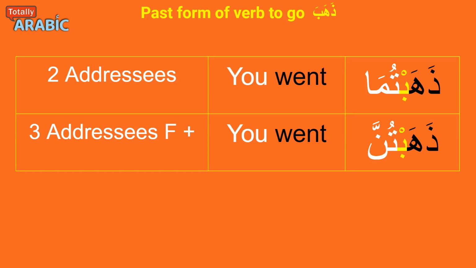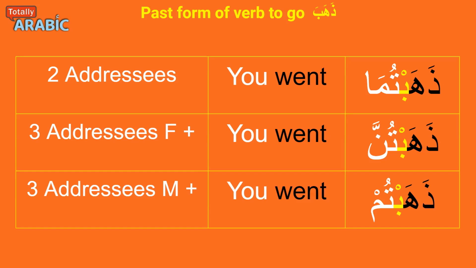If the group of people that I'm talking to are actually male, and they are at least 3 people or more, we say ذهبتم. So ta with dhamma and mim with sukun. If you can see here, the verb does not change. This is the only change so far, because here it has fatha, but here it changes to sukun.